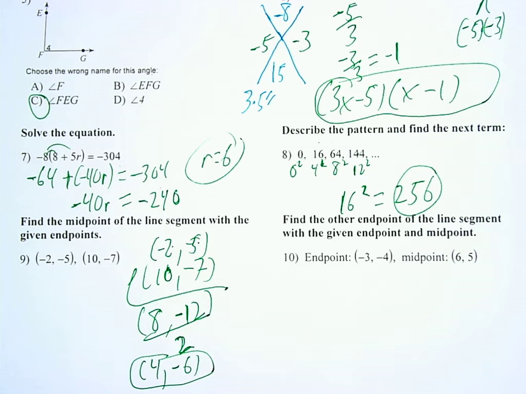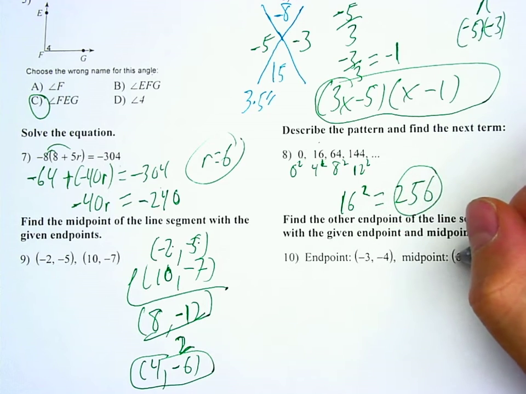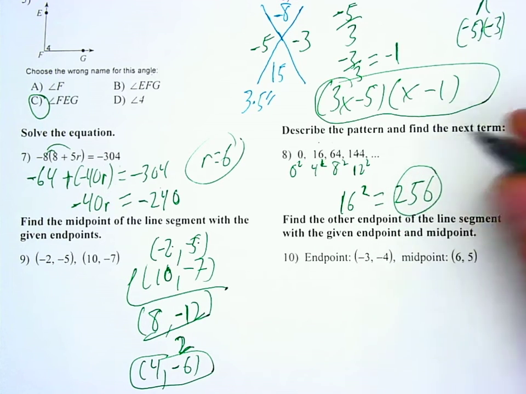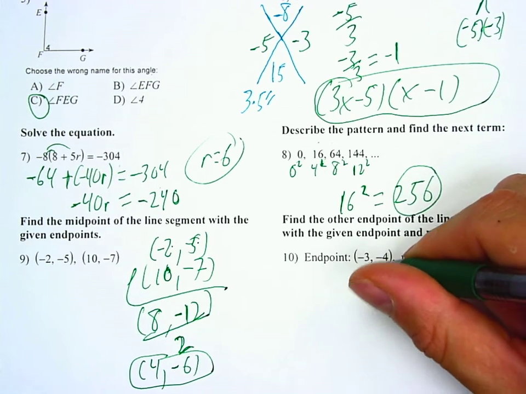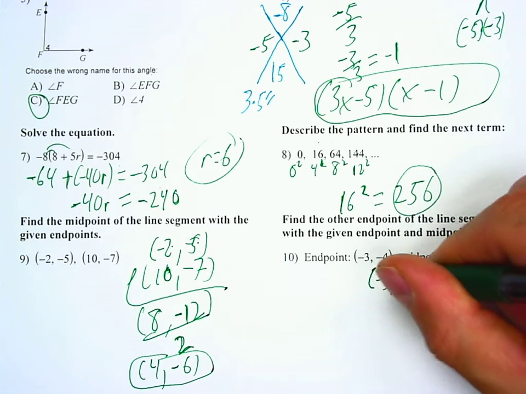All right, this next one's a pattern type question. So I've got the endpoint and the midpoint. I'm looking for the other endpoint. So I like to stack these still vertically. -3, -4.